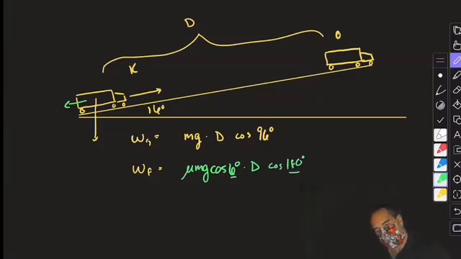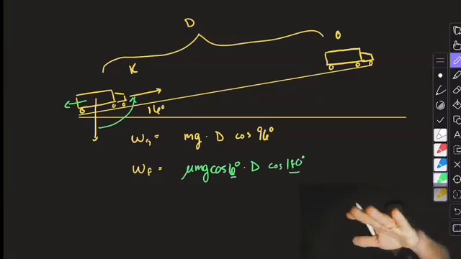Kieran? What is the cosine 96 from? That's the angle between the force of gravity and the displacement of the truck. So that was from here to here. The truck is going up the ramp, but gravity's acting down. Okay.